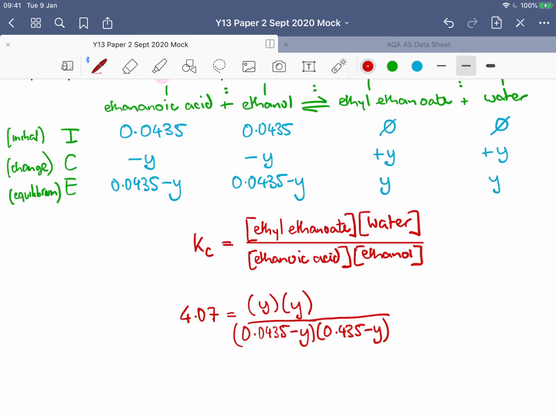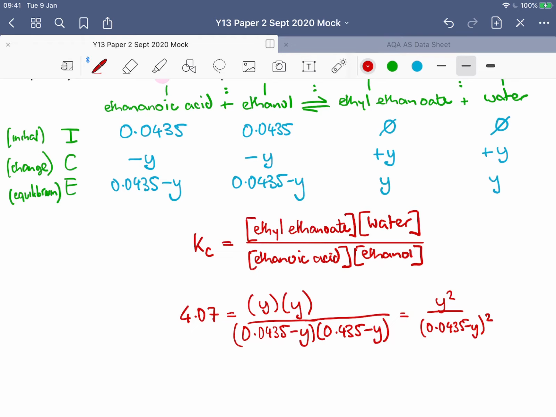Now the next step here is quite important. Your life is going to be much easier if you now write it like this, because I think you're going to see it much more easily. So I've just multiplied those two. I've got Y times Y, so it's Y squared, and I've got 0.0435 minus Y times 0.0435 minus Y. So that's 0.0435 minus Y all squared, right?